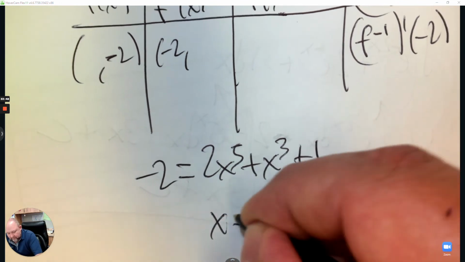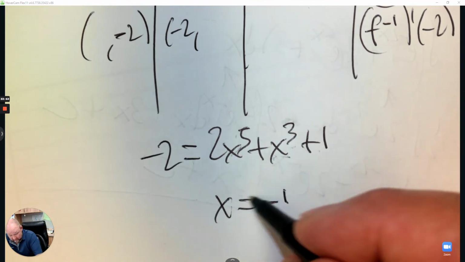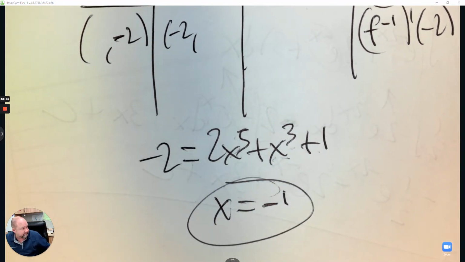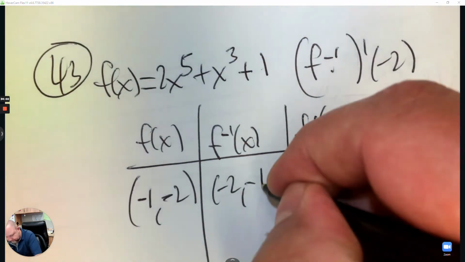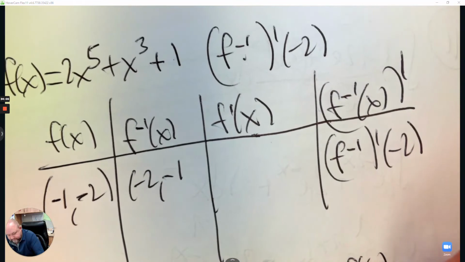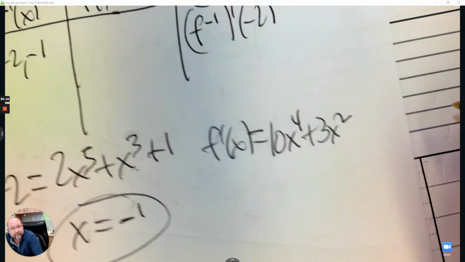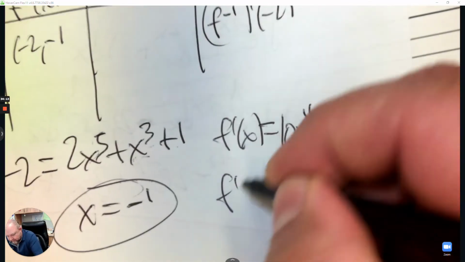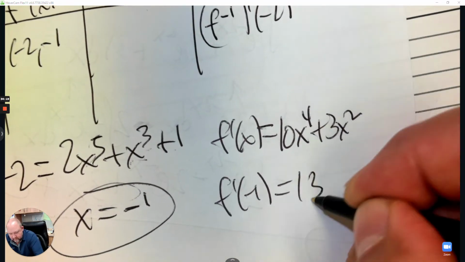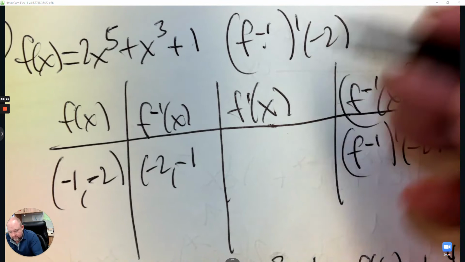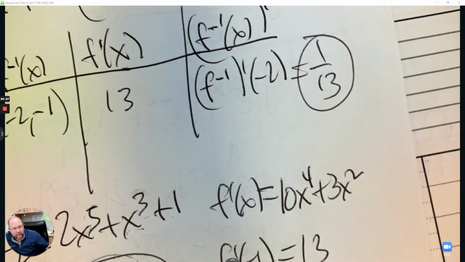If I plug in negative 1, that's negative 2, negative 1, that's negative 3 plus 1, and it works. I just guessed. You could also use a calculator. Next, I need to take the derivative and plug in negative 1. These are even exponents, so negative 1 is just 10 plus 3. My answer is going to be the reciprocal of that. So the answer is 1 over 13.